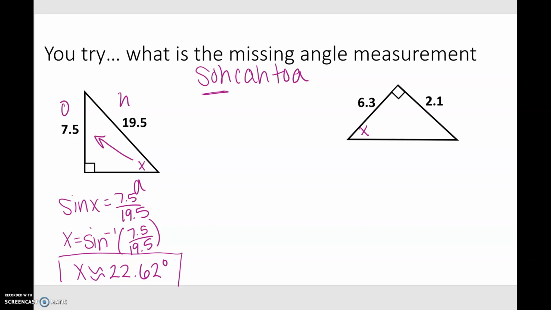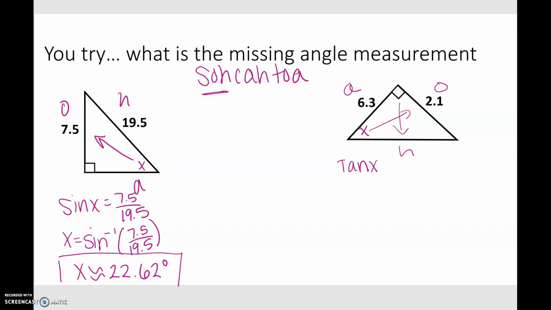Again, start with labeling what you have. If this is the angle, this would be the opposite, this is the adjacent, and across from the 90 is the hypotenuse. So we have opposite and adjacent, so we're going to be using tangent.